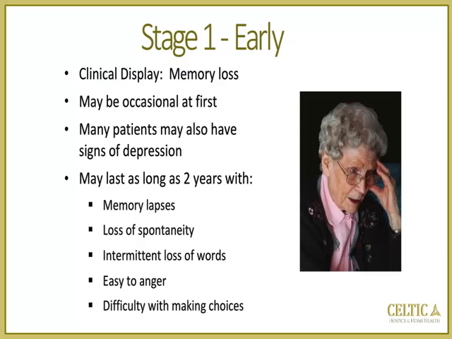Stage 1 of Alzheimer's is the early stage. The clinical display you'll most often see is memory loss, maybe occasional memory loss at first. Many patients may also exhibit signs of depression. This stage may last as long as 2 years, with memory lapses, loss of spontaneity, intermittent loss of words, easy anger, and difficulty with making choices.